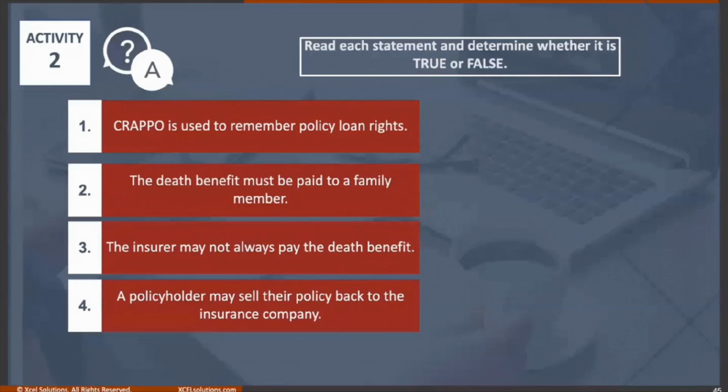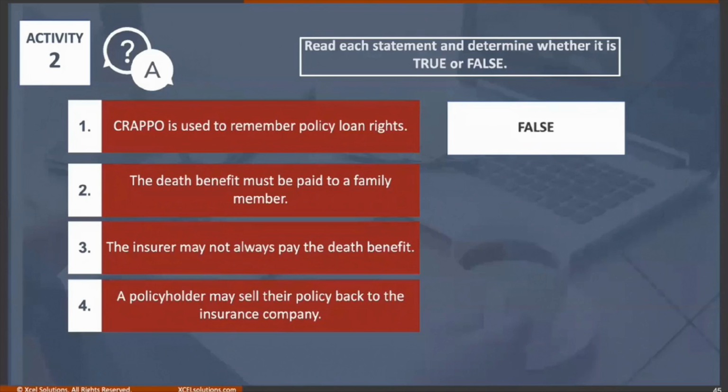All right. Activity questions. Question number 1. CRAPPO, C-R-A-P-P-O, is a 6-letter acronym used to remember policy owner rights. Is that true or false? That statement is a false statement. CRAPPO are the 6 dividend option rights a policy owner has to express to the insurance company how they wish to receive their dividend. Has nothing to do with policy loan rights.